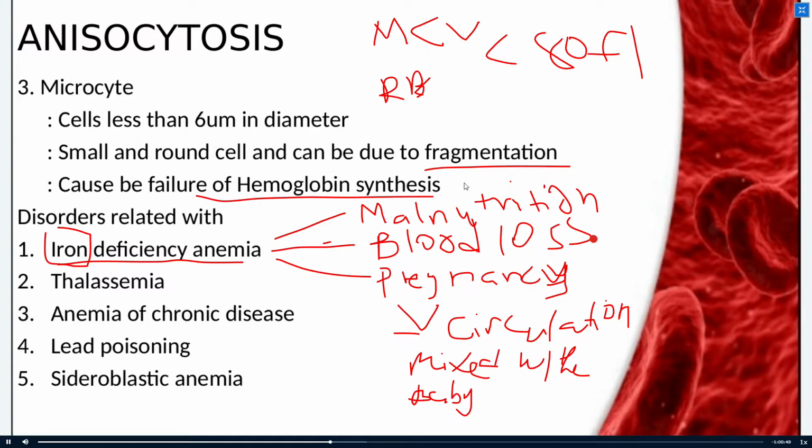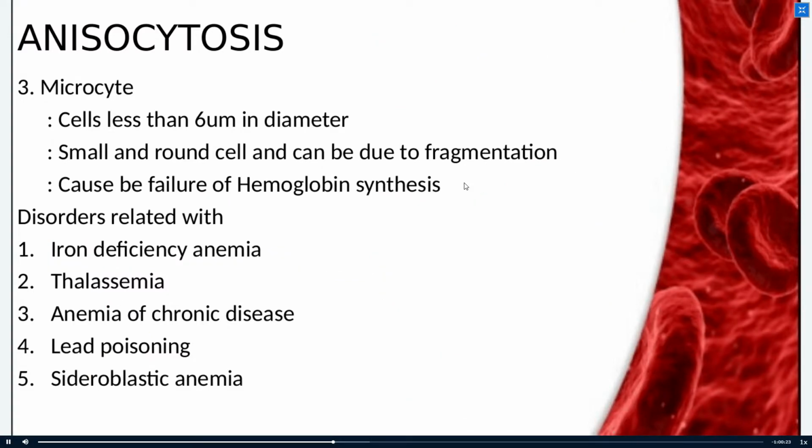Sa blood loss naman, class, remember when you lose your blood, since ferrous iron can be found in your red blood cells, specifically the hemoglobin, that would cause iron deficiency. And in malnutrition, class, you could have iron deficiency if you do not take foods rich in iron. At least may idea kayo pag magsasagot kayo ng essay.